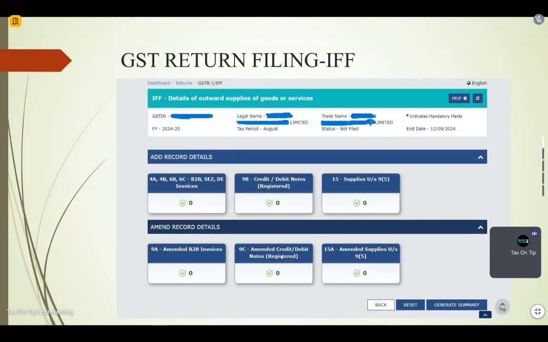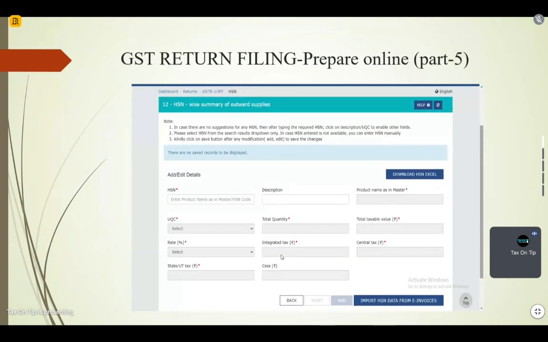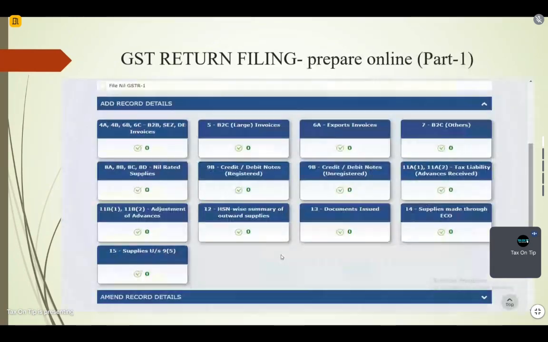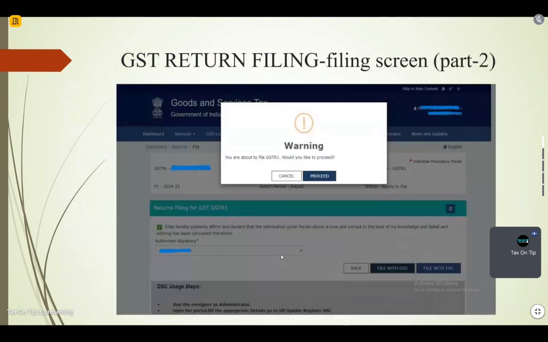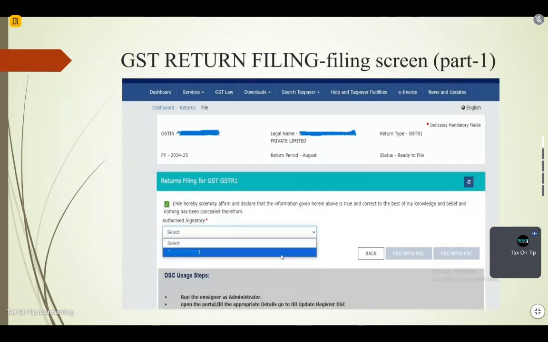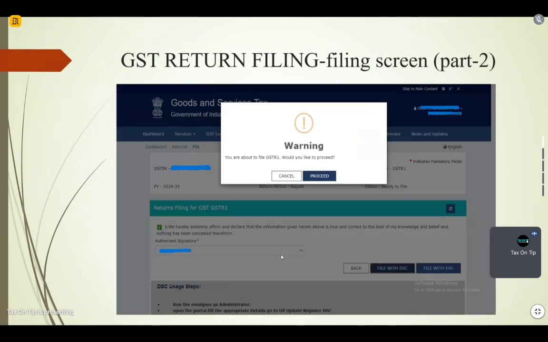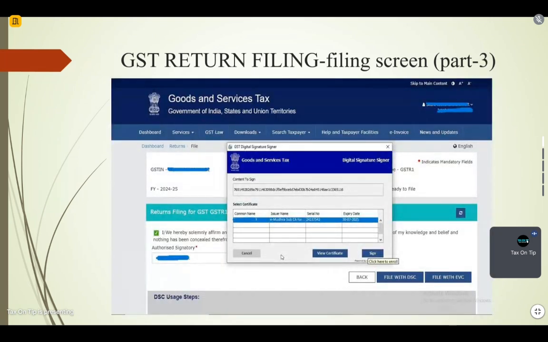Okay, so once I have added all this data, then the same screen will appear, which we have already discussed in the offline mode. Then we need to just select, and we are given a warning whether you are ready to file. And then once we file through EVC or through DSC mode, whatever we choose, we will be able to file that return. So I have not compiled the same slide again here.